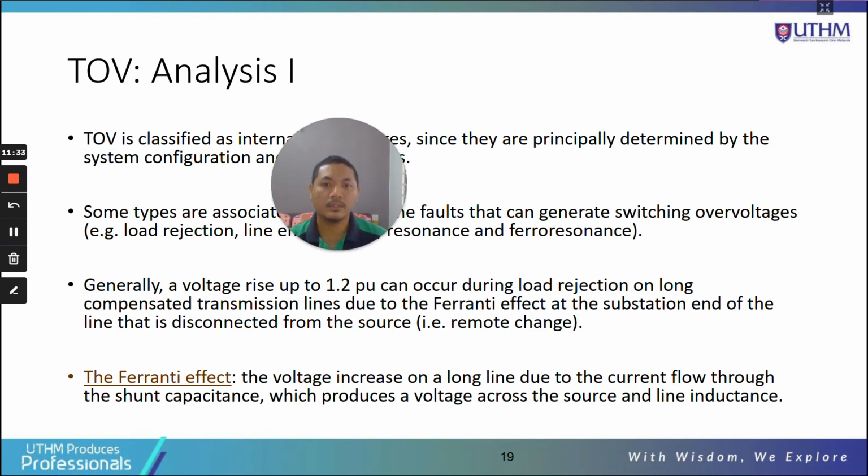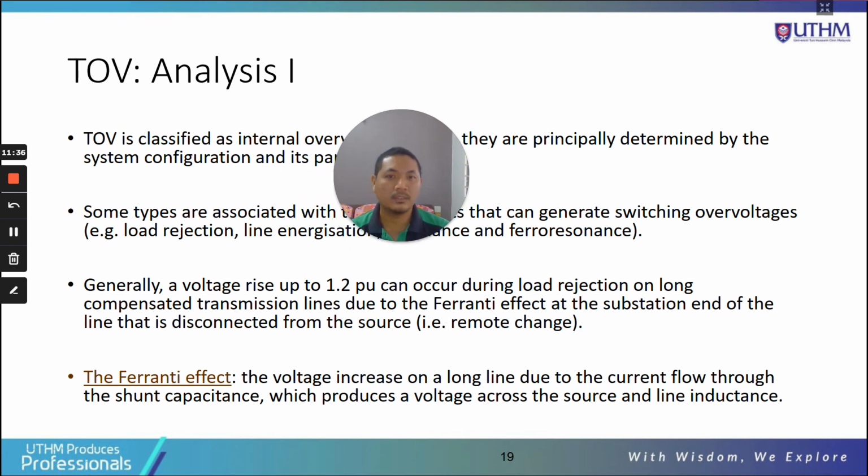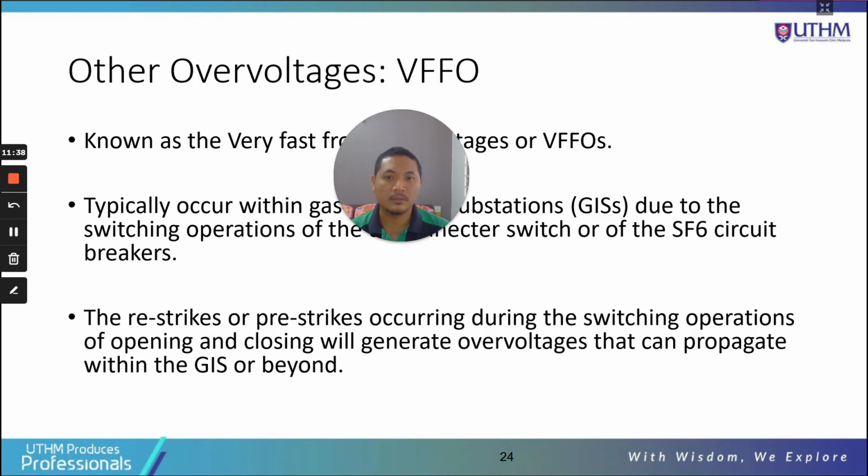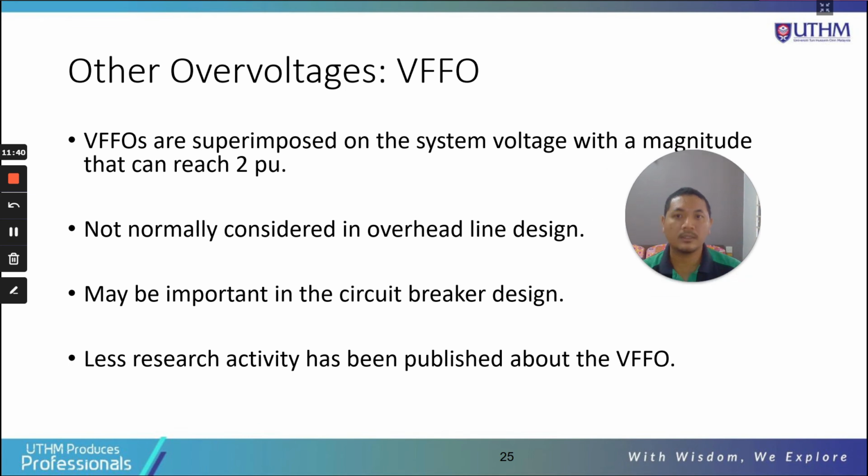up to 1 per unit. Sorry, this TOV can reach 2 per unit or even up to 2.5 per unit. So VFFO is not normally considered in overhead line design. Okay, it's not a concern in overhead lines. However, it may be important in circuit breaker design and gas insulated switchgear design. So less research activity has been published about the VFFO.